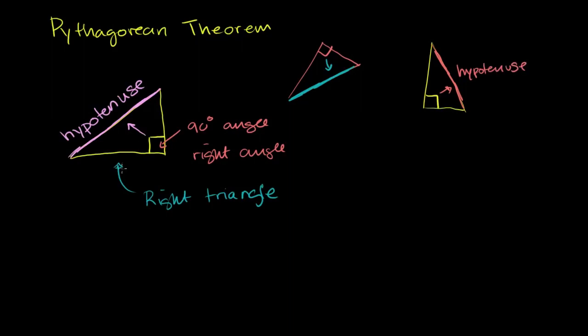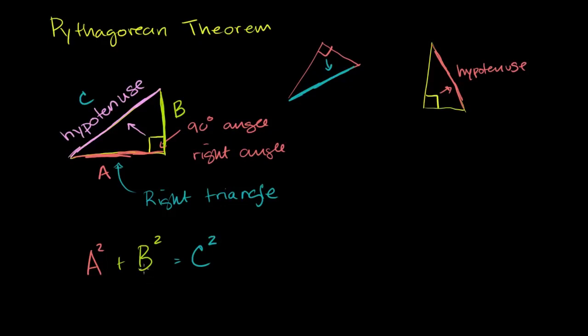So once you have identified the hypotenuse, let's say that it has length c, and now we're going to learn what the Pythagorean theorem tells us. Let's call this side c. Let's call this side right over here a, and this side over here b. So the Pythagorean theorem tells us that a squared, the length of one of the shorter sides squared, plus the length of the other shorter side squared, is going to be equal to the length of the hypotenuse squared.